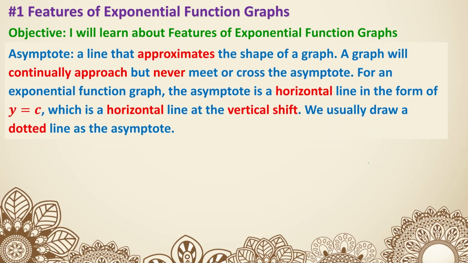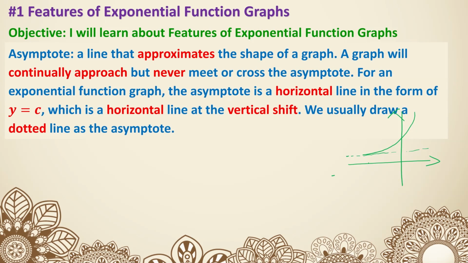Then we have asymptote, a line that approximates the shape of a graph. A graph will continually approach but never meet or cross the asymptote. So, as we have been talking about this exponential graph, when it's going flat on one end, it is actually approaching a certain line, but it never crosses it. And that line is called the asymptote. And it's typically, in an exponential graph, a horizontal line.